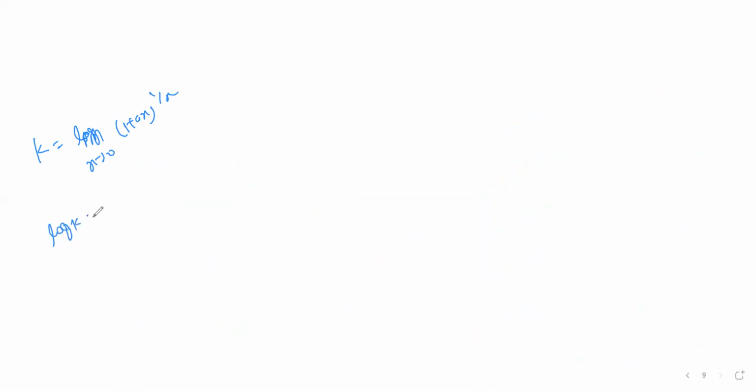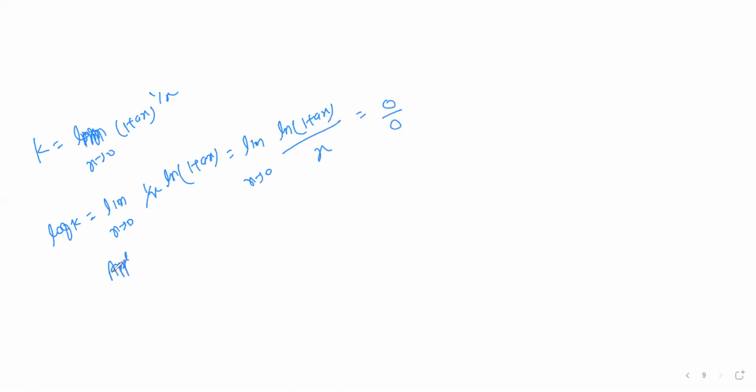If you take the log on both the sides, it will become the limit x tends to 0 of 1 by x ln(1 plus ax), and further we can write this as ln(1 plus ax) divided by x. If you put 0 here, you will get ln 1, and ln 1 is 0, so it is 0 by 0.